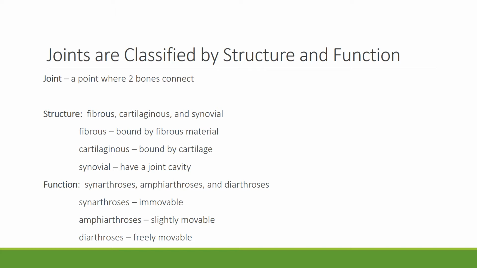Under the structure classification, there are fibrous, cartilaginous, and synovial joints. Fibrous joints are bound by fibrous material. Cartilaginous joints are bound by cartilage, and synovial joints have a joint cavity. When we classify according to function, there are synarthroses, amphiarthroses, and diarthroses. Synarthroses are immovable joints. Amphiarthroses are slightly movable joints, and diarthroses are freely movable joints.